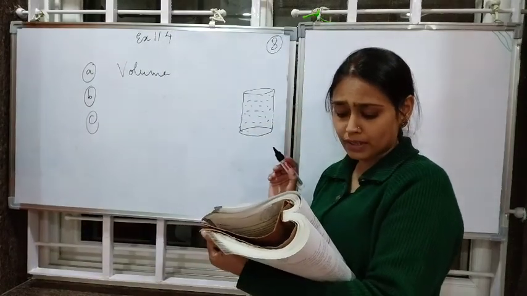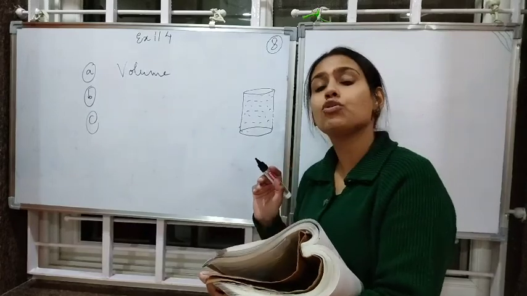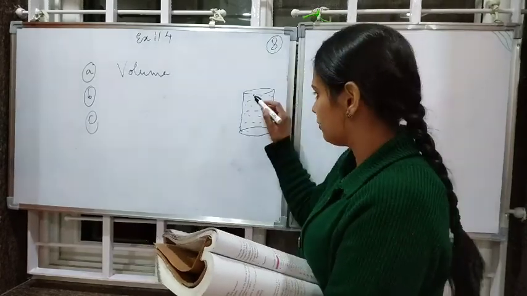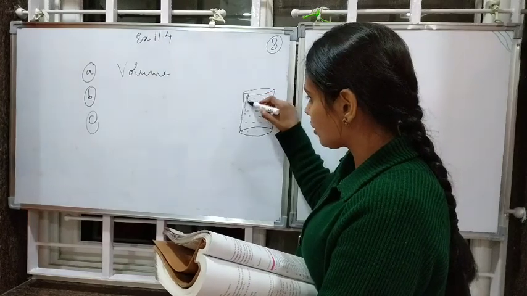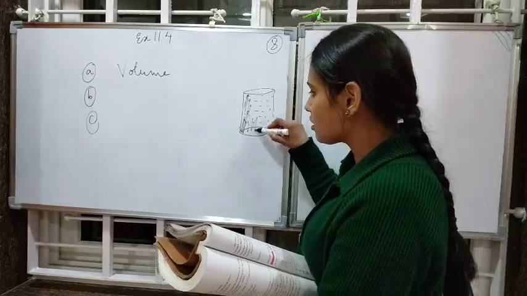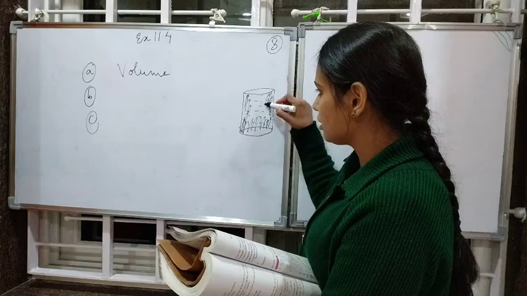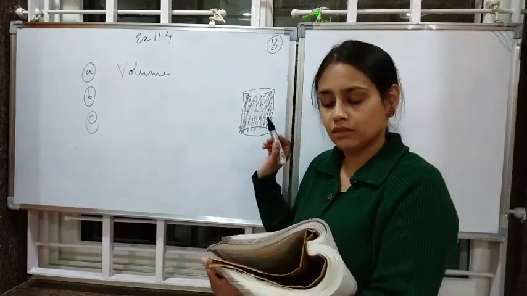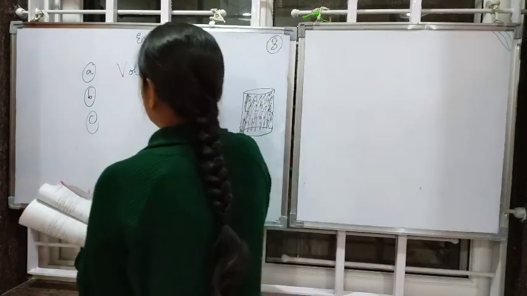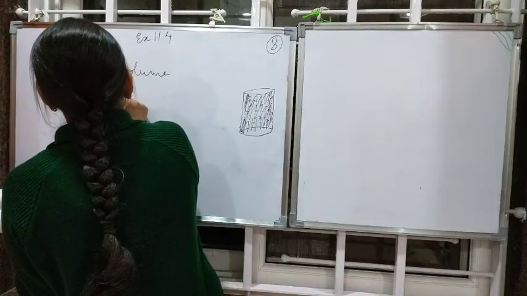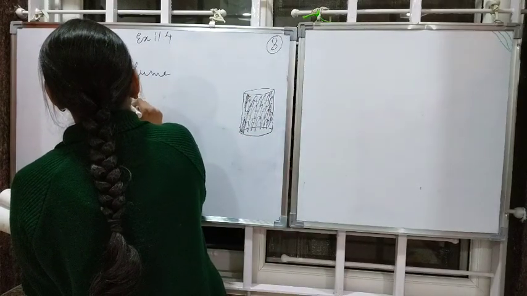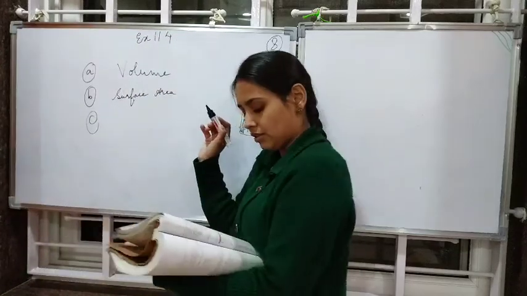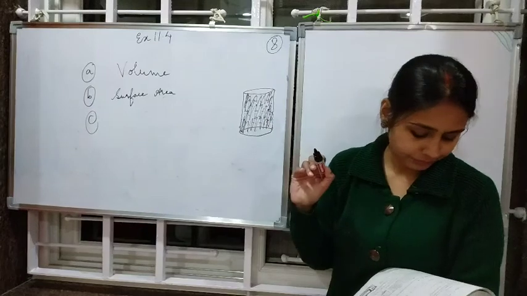Number of cement bags required to plaster it. Where are we going to plaster? We will be plastering it on its surface, right? So what will we write? The surface area. So here we will find the surface area.